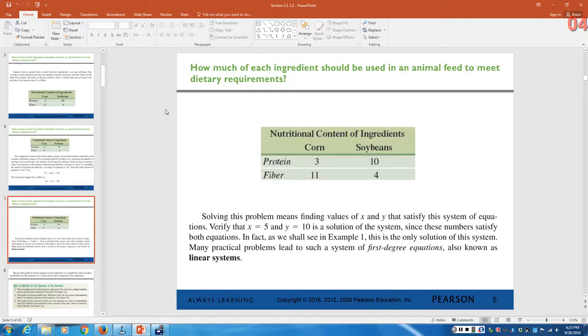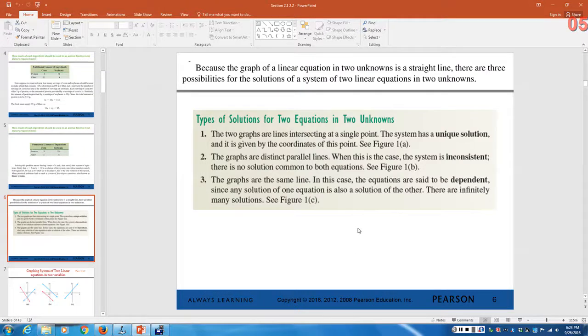So what we want to do is solve this problem by finding values for x and y that satisfy this system of equations. And we're going to verify that x equals 5 and y equals 10 is the solution of the system by my going through the problem with you. And that is the only solution of that system. So this is what we're going to do to actually solve that system of equations.